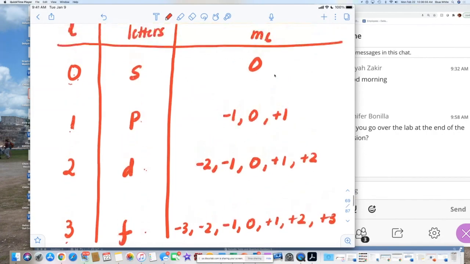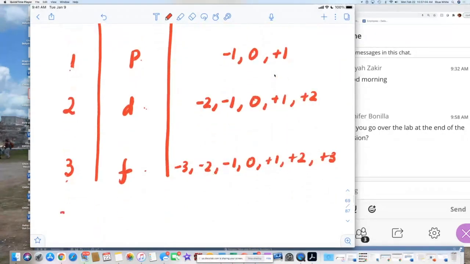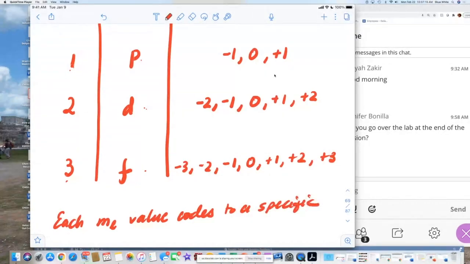So once we have all these numbers here, what do they mean? Each M sub L value codes to a specific, not just a shape, specific orbital. So this would be like providing somebody your home address, and M sub L value is your home number. They know what block you live on, they know what street you live on, but M sub L is your home number. So the M sub L codes to the specific home, aka orbital, of the electron.